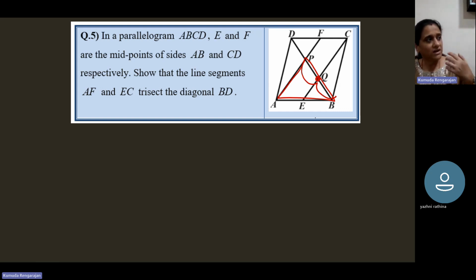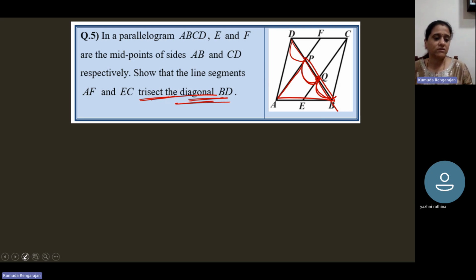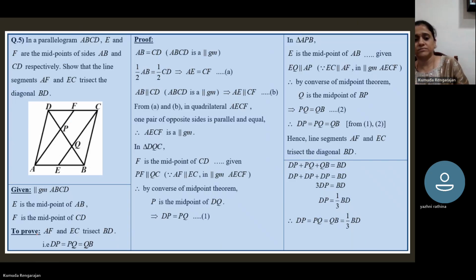Now, the result in step 2 and the result in step 3, together we get this result: DP equals PQ equals QB, which means the diagonal BD is trisected. The diagonal BD is trisected. Please write down.